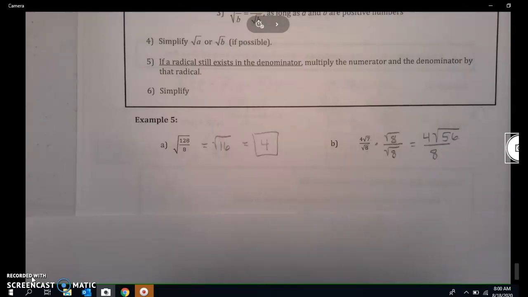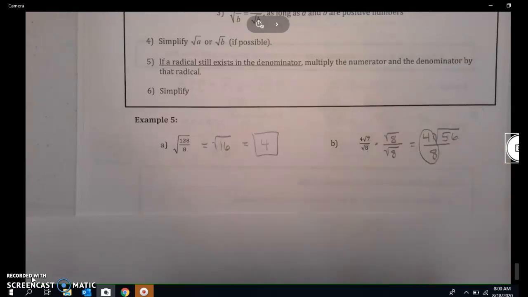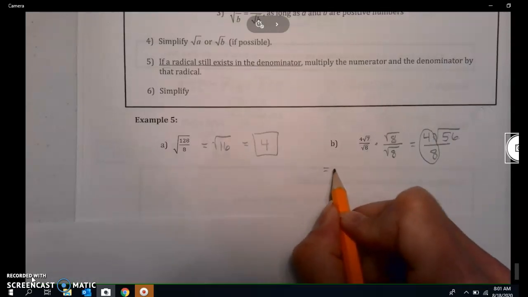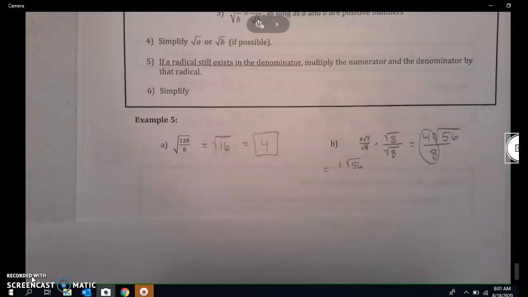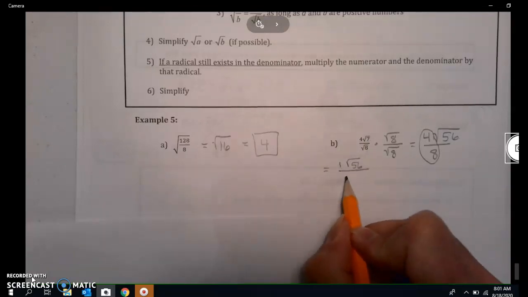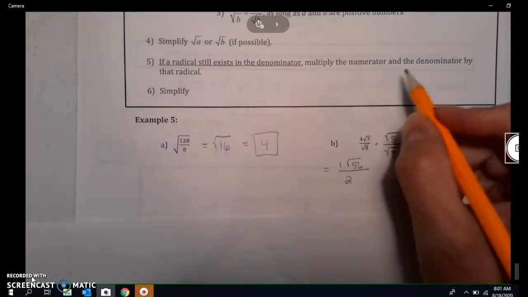But before we even go and do that, I'm actually noticing, oh, I have 4/8. 4/8 is just 1/2. So right away, I'm starting to simplify it. So this one right now is at 1 rad 56, and you don't need the 1, but 1 rad 56 over 2. So I just simplified it a bit. Now I'm going to take 56 and see, okay, can I break 56 down? I'm going to do this up here to save room.